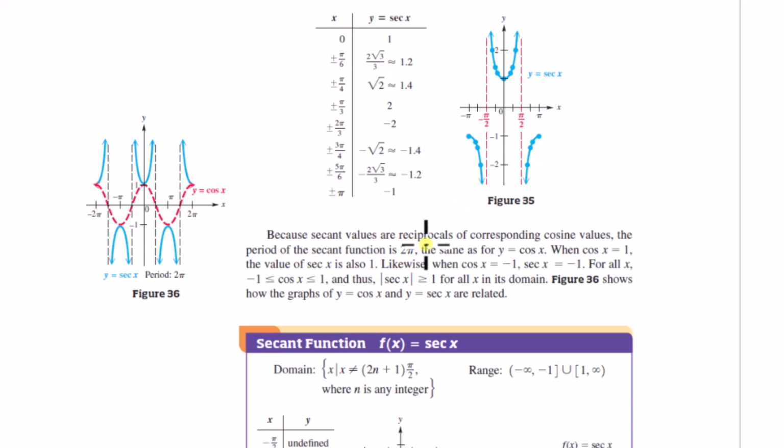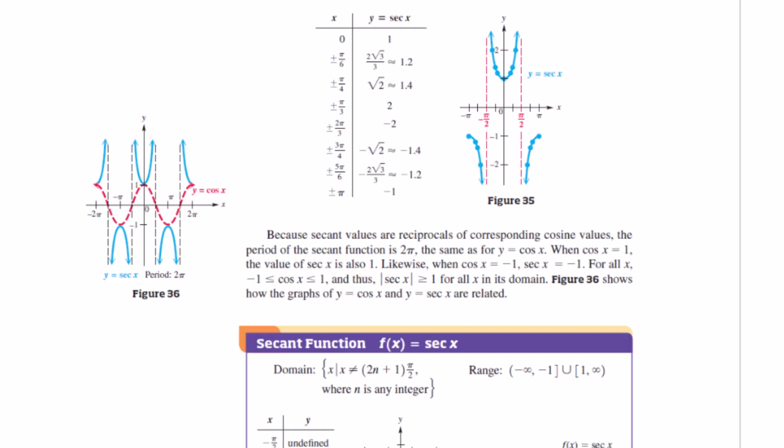Because secant values are reciprocals of corresponding cosine values, the period of the secant function is 2 pi. So yeah, we could have guessed that the period was going to be 2 pi, since secant and cosecant are the reciprocals of cosine and sine. Okay, when cosine x is equal to 1, the value of secant x is also 1.